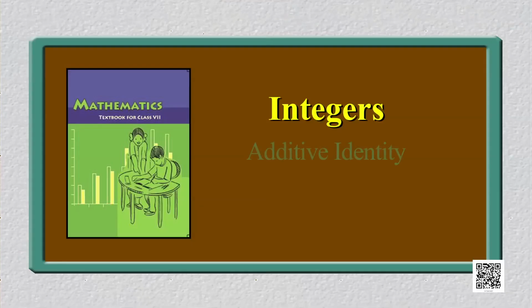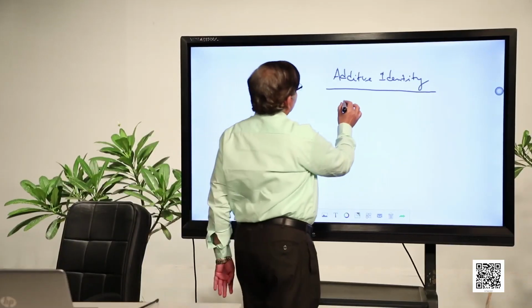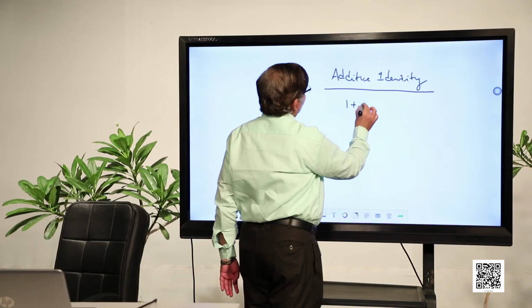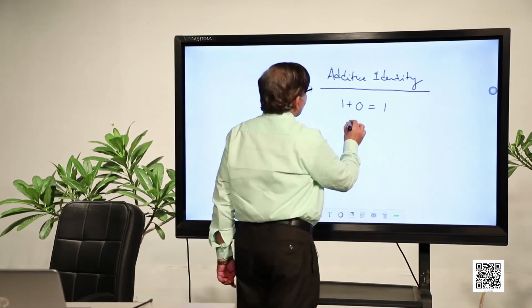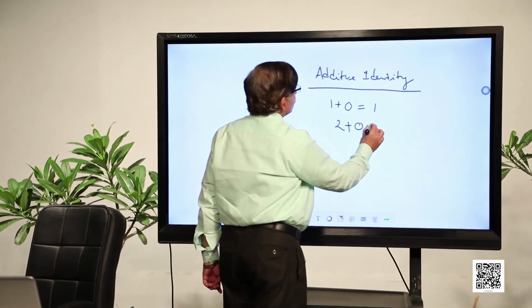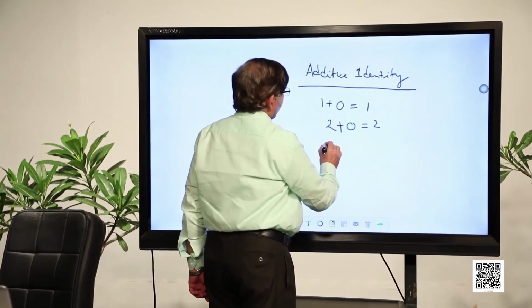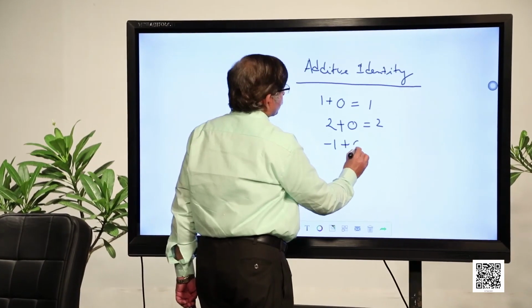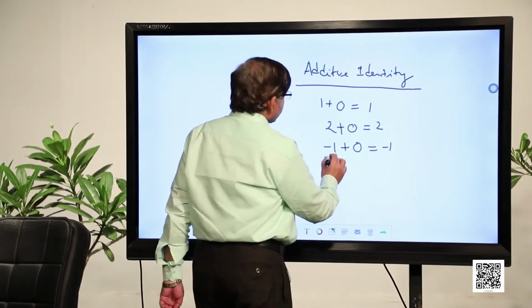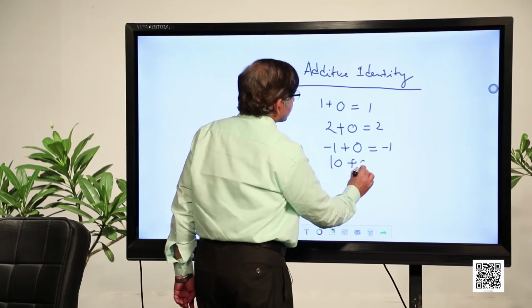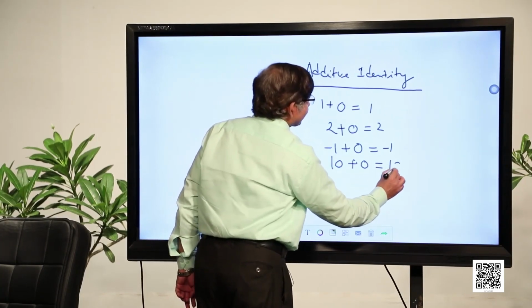Now, additive identity. In case of integers, we can take, suppose, 1 plus 0 is equal to 1, 2 plus 0 is equal to 2, -1 plus 0 is equal to -1, right. 10 plus 0 is equal to also 10.